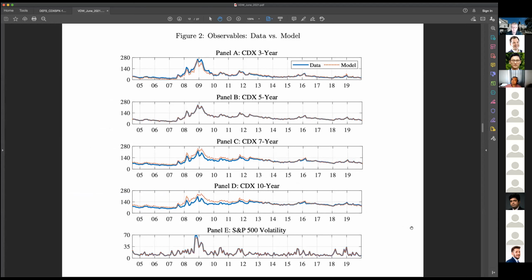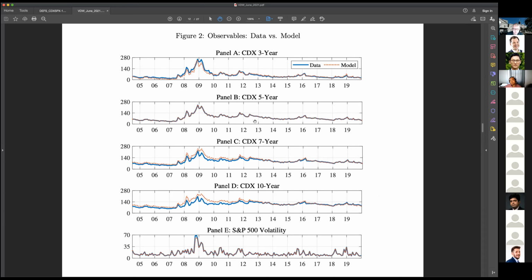Okay, so these are the observables. Panel B here is the 5-year CDX index, which we fit perfectly. That's comforting to see. For the S&P 500 volatility, we also fit it perfectly, except there's a bit of a glitch at the height of the financial crisis.